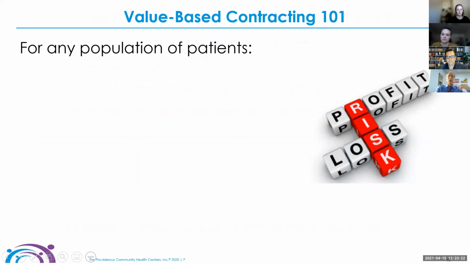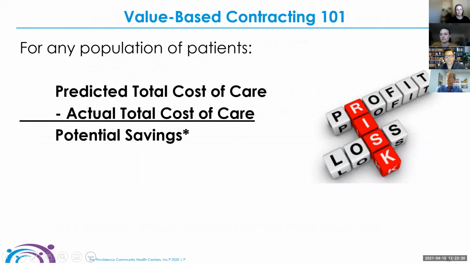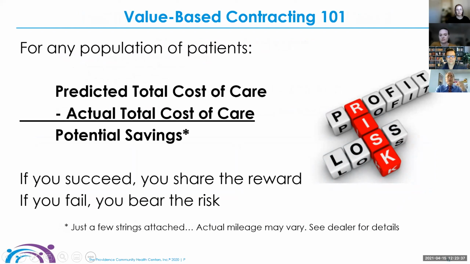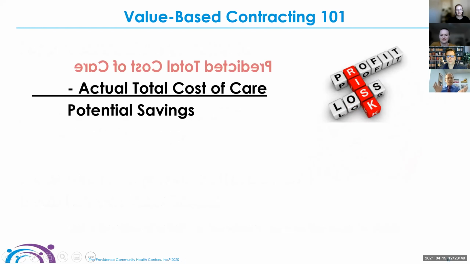In an ACO, an accountable care APM, whatever you want to call it, here's the formula. Predicted total cost for 10,000 or 20,000 people minus actual cost equals savings. If you succeed, you share the reward. If you fail, you bear the risk. Holy cow. And of course, when we say potential savings, just a few strings attached. Actual mileage may vary. Please see your dealer for details. But that formula, predicted minus actual equals savings, will come to haunt you.